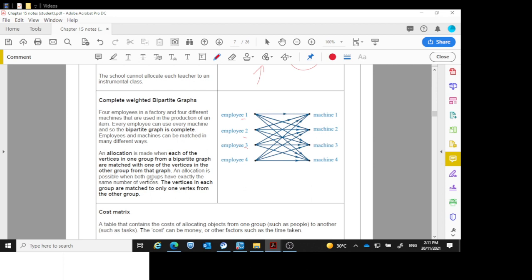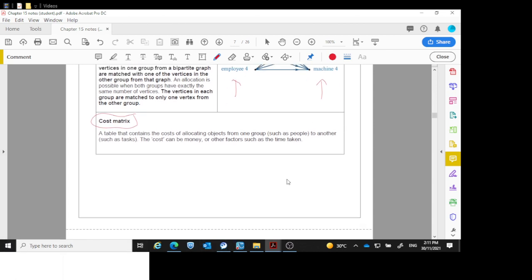So what that means is we're trying to get an allocation where one person goes to a particular machine, or, as above, a teacher goes to a particular instrument if they were the same amount, which will give us the minimum time or the minimum cost to do this. So one person has to go to the other. Then we can draw up this bipartite graph and we can work out our cost matrix.